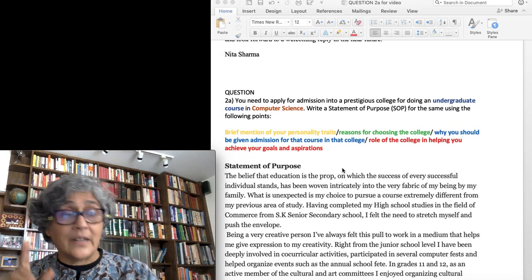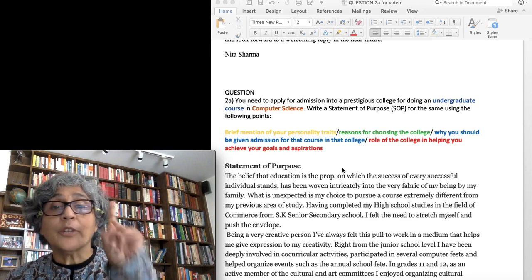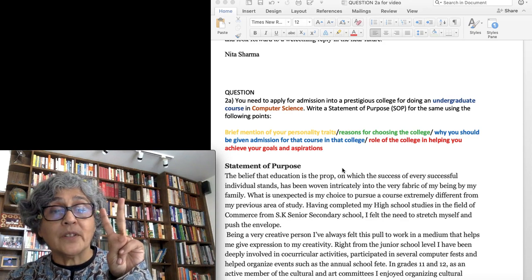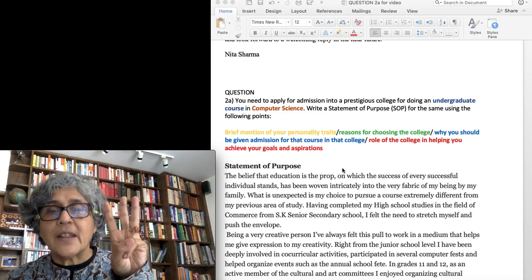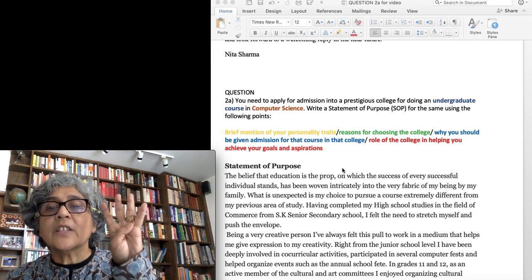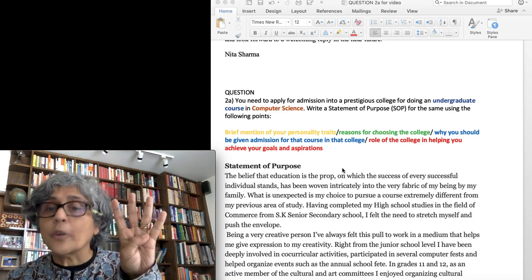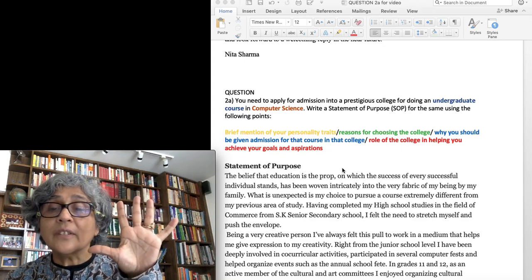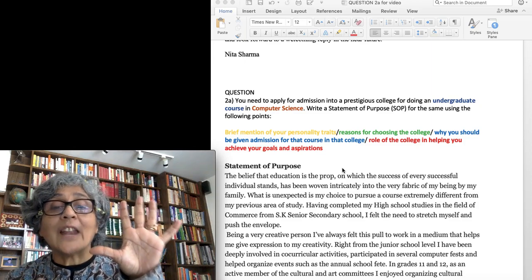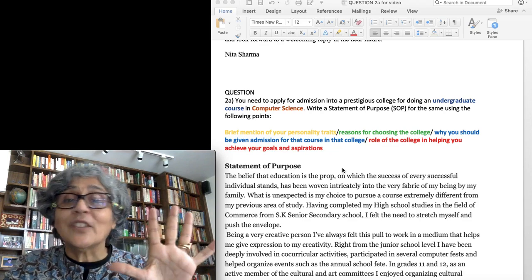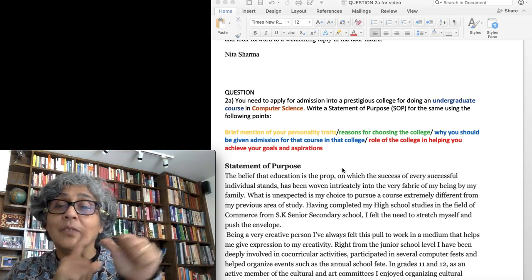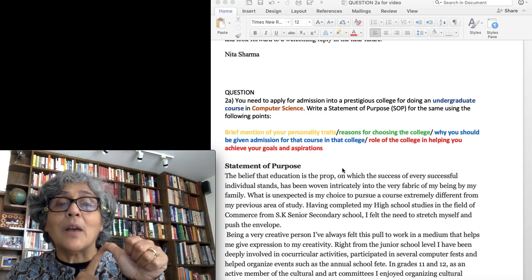Again, I've color coded it. Let's go through it. Undergraduate course in computer science. You have to put it down, right? Brief mention of your personality traits, right? Reasons for choosing the college. Why you should be given admission for that course in the college, right? Role of the college in helping you achieve your goals and aspirations, right? Now, you see, these are just graduate course. If you don't mention undergraduate course, you lose a mark.